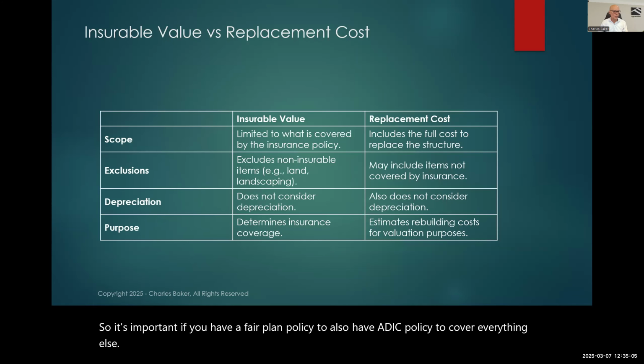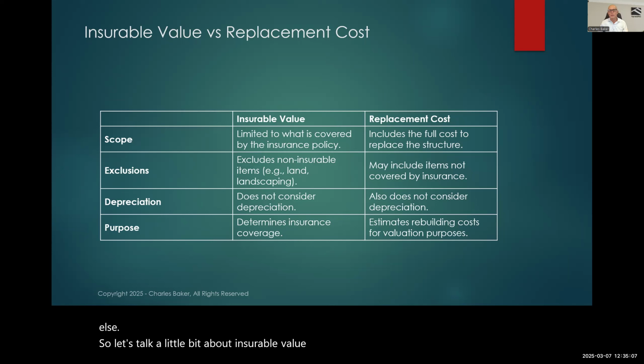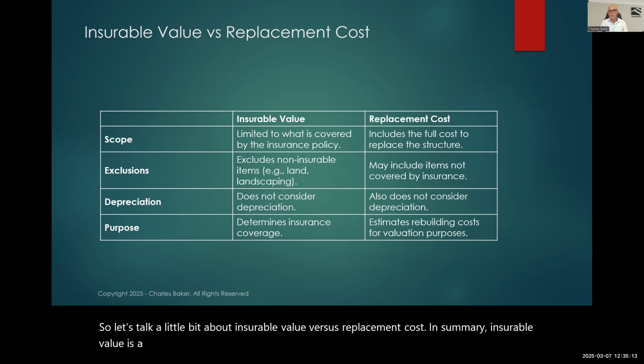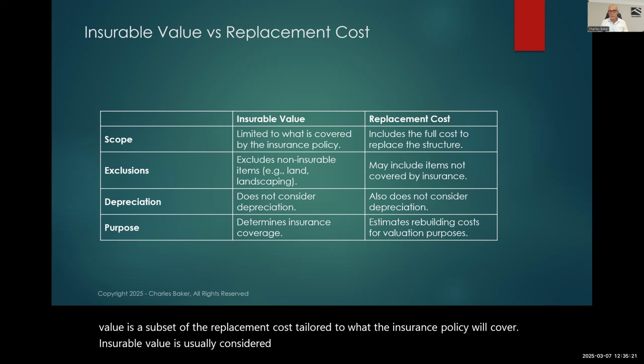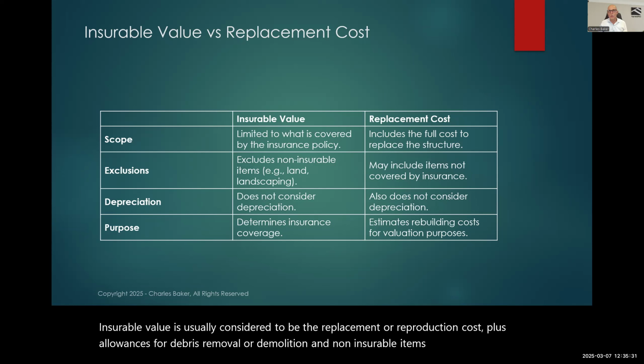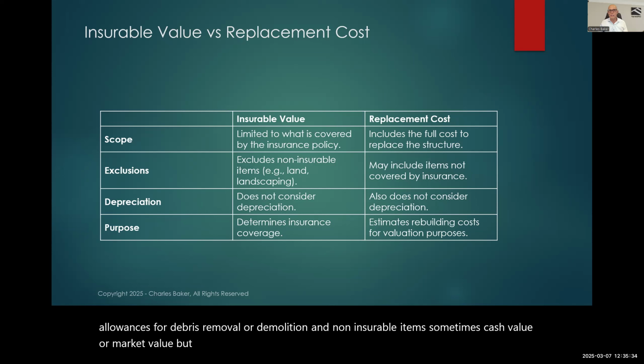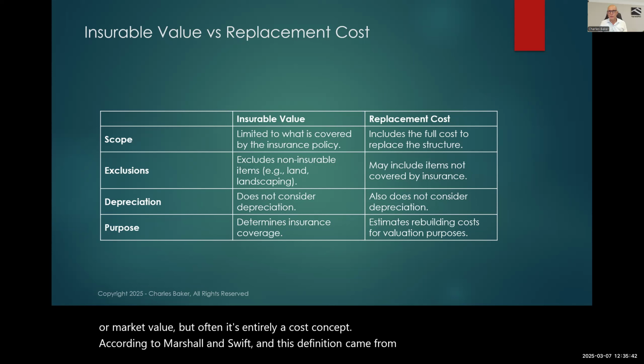So let's talk a little bit about insurable value versus replacement cost. In summary, insurable value is a subset of the replacement cost, tailored to what the insurance policy will cover. Insurable value is usually considered to be the replacement or reproduction cost plus allowances for debris removal or demolition and non-insurable items. Sometimes cash value or market value, but often it's entirely a cost concept, according to Marshall and Swift. And this definition came from the Dictionary of Real Estate Appraisal.